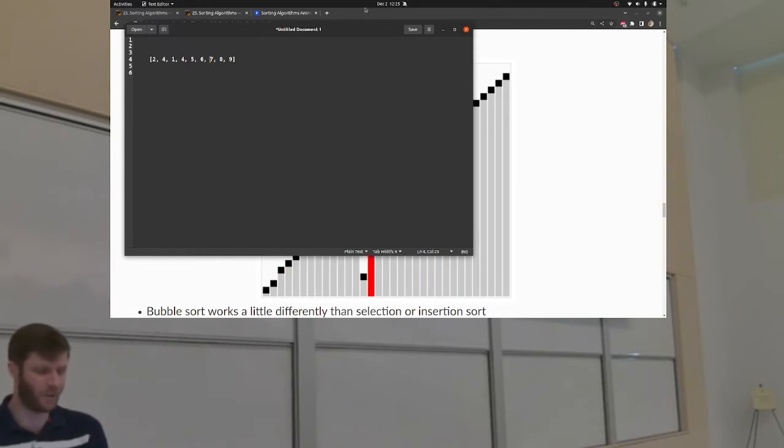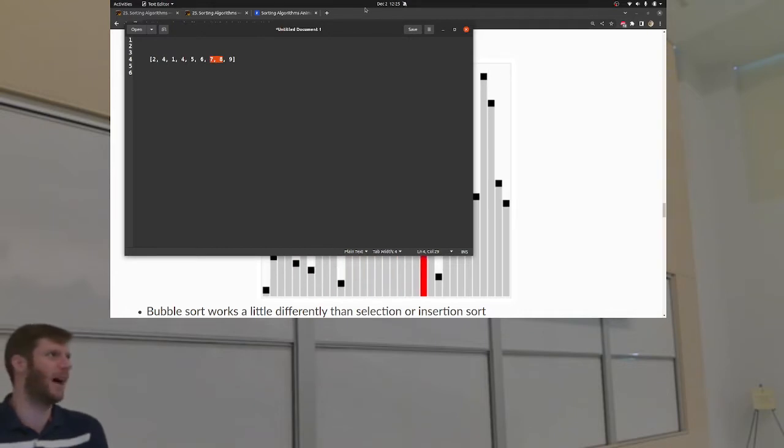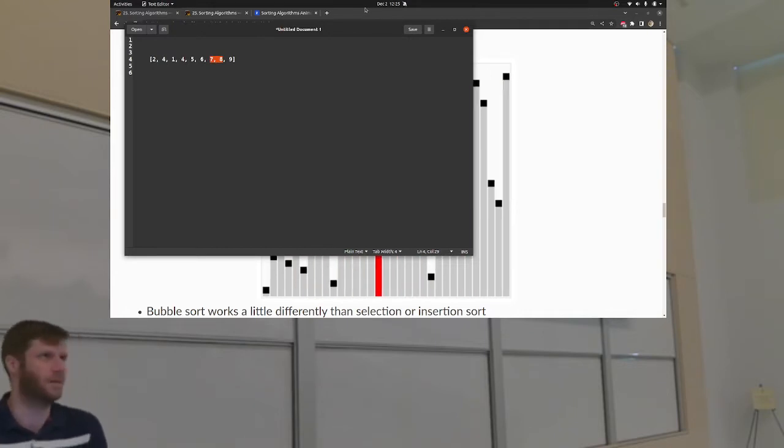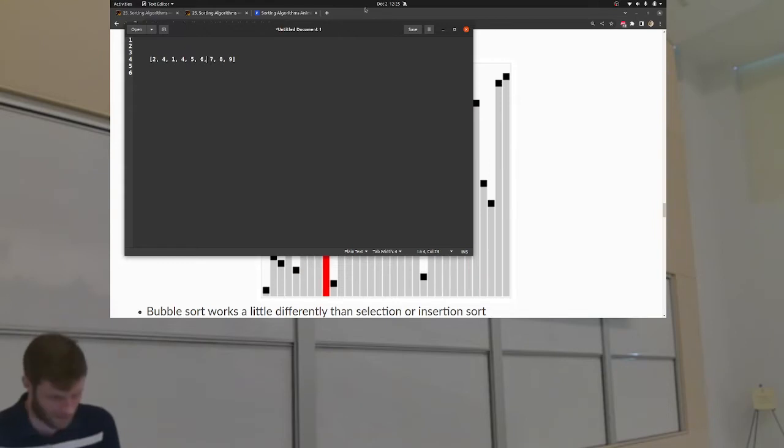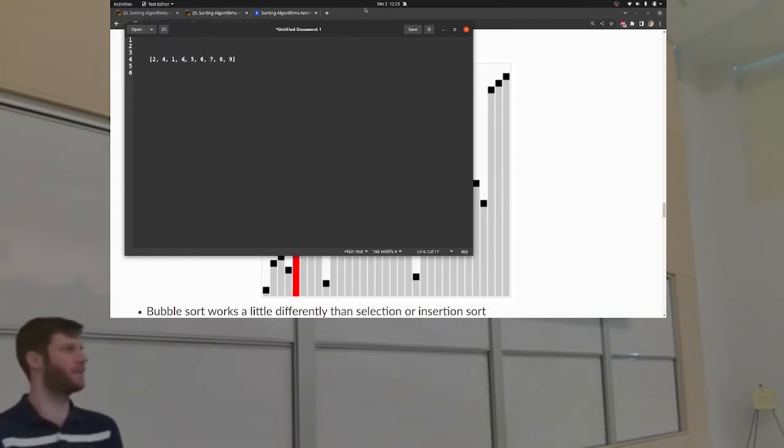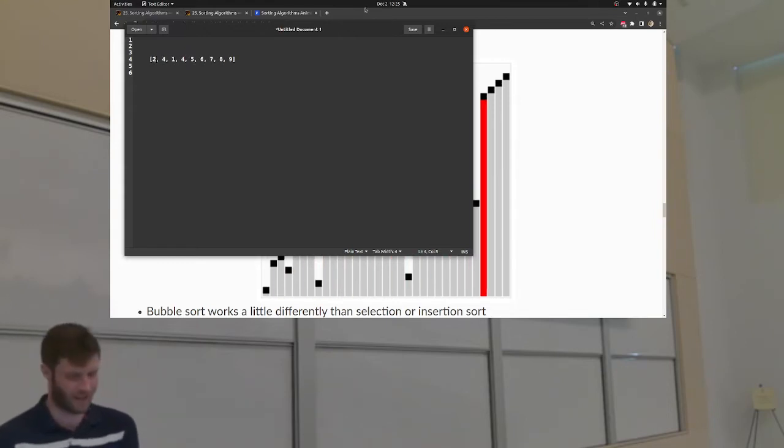And notice, I really don't need to compare the 7 and 8, right? Because I already know 8 is where it belongs, so there's no need to keep going. Is it sorted? No.